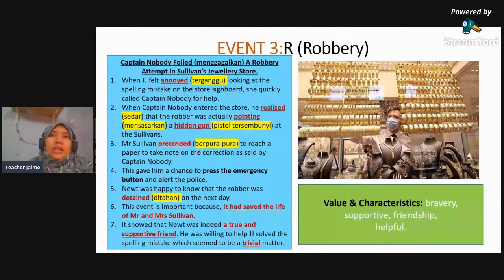So you imagine you are a superhero tapi kawan call kamu sebab nak complain pasal spelling mistake. Tapi kamu pun layanlah, jom. So this is another event that shows Captain Nobody or Newt really values his friendship with JJ and Cecile. Kamu tengok, dia adalah seorang kawan yang baik. You can say loving friend, caring friend, values friendship. Semua ni very typical of him. Selain daripada brave, determined, kuat semangat, dia macam nak tolong juga. Alright? So value and characteristic: bravery, supportive, friendship and helpful. Okay, settle. Third event. 2 more to go.